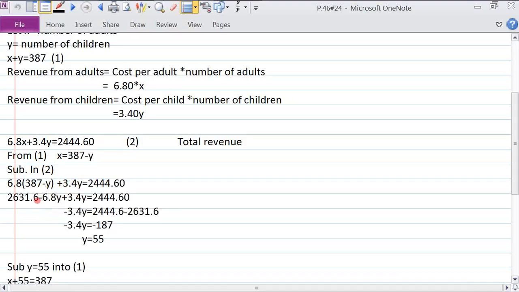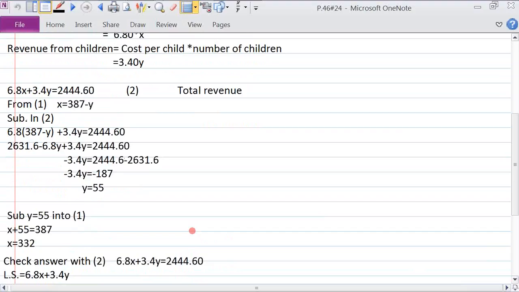And so now I'm going to say minus 6.8Y plus 3.4Y gives me minus 3.4Y. And I'm going to bring this from the left to the right and change its sign, so I have the variable on the left and the numbers on the right. This minus this gives me minus 187. And now I'm going to divide this term by minus 3.4. I get Y, and I divide this term by minus 3.4 and I get 55.